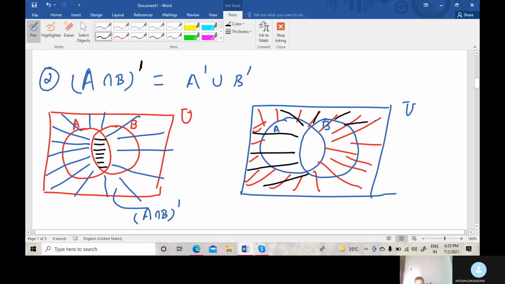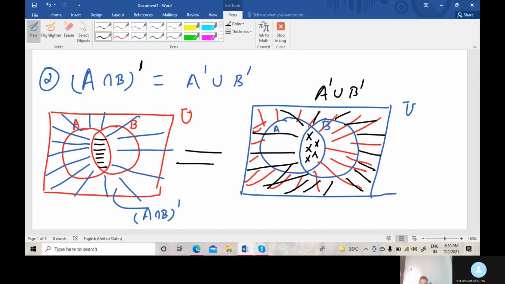This portion is called complement of B. Now take all the elements of complement of A and complement of B. Look, this union, A dash union B dash. Look here, this figure is not included. This portion is not included. Otherwise, all the elements containing A union B. Look, both the figures are equal. Clear? So the second law is also verified by Venn diagram.